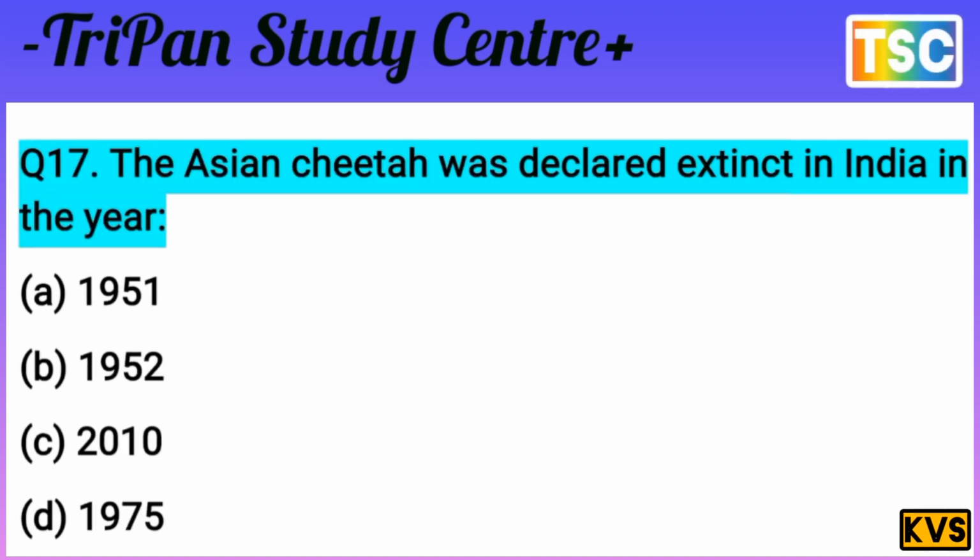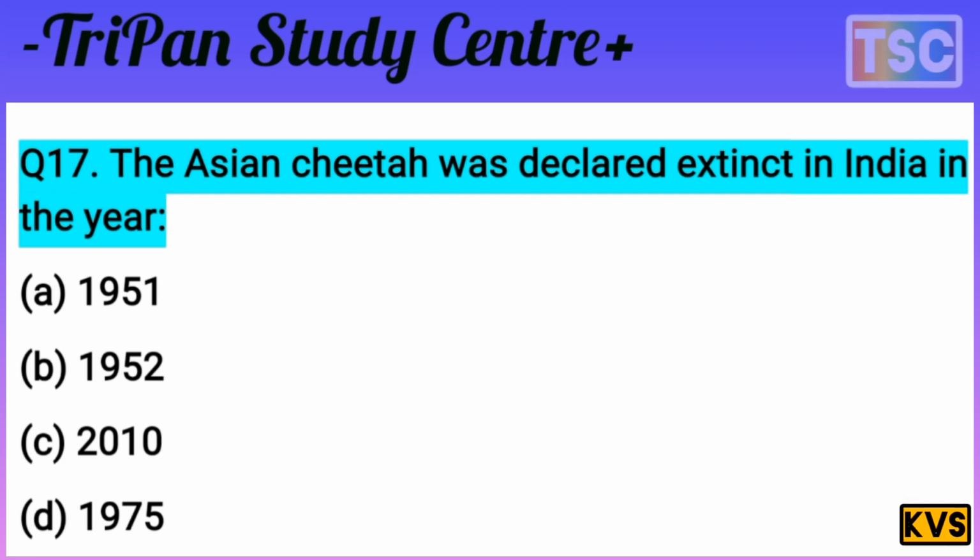The next question on your screen. The question here: the Asian cheetah was declared extinct in India in the year. You know that the Asian cheetah is most important, but here, declared extinct in India, the time period. The options are A, 1951, B, 1952, C, 2010, and D, 1975. You know that first of all, you check your IQ level, and I will give you a few seconds. You must have thought of your answer. Let's see what is our answer for this question here.